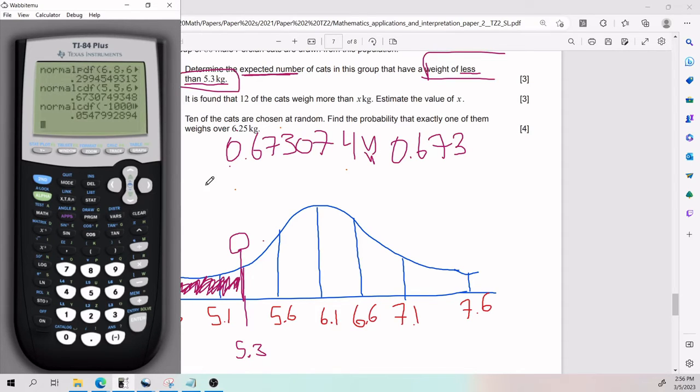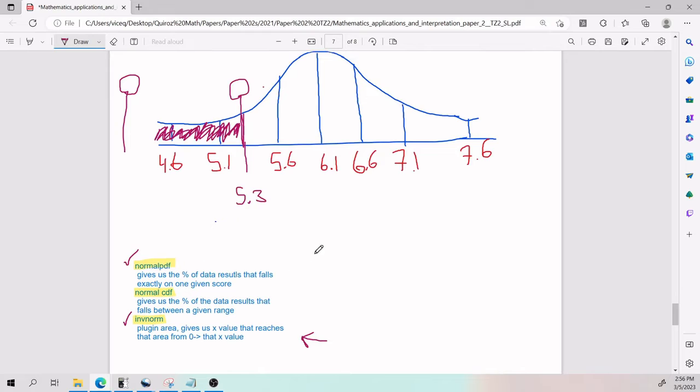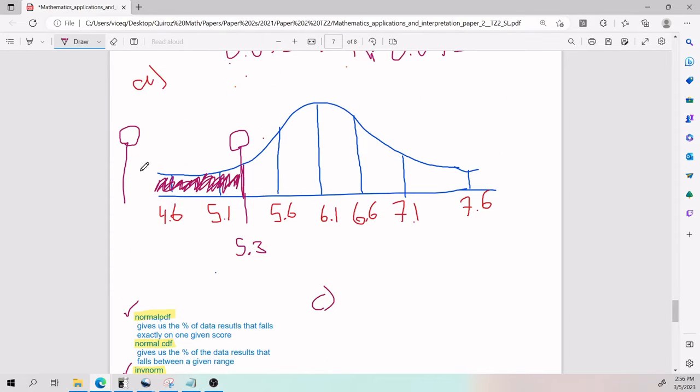I get 0.05. See? So I'm going to write that over here. We found that the percent of cats that weigh less than 5.3 is around 0.5. Sorry, 0.054799.